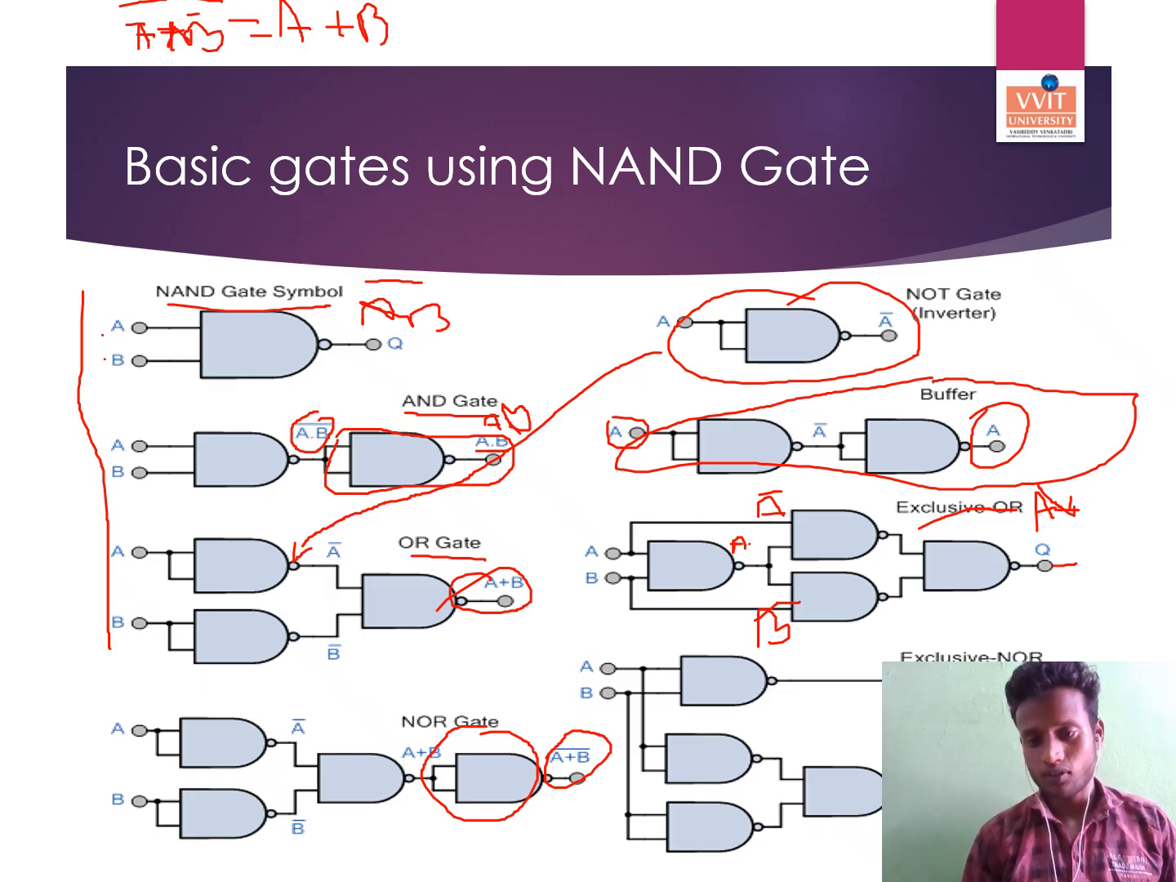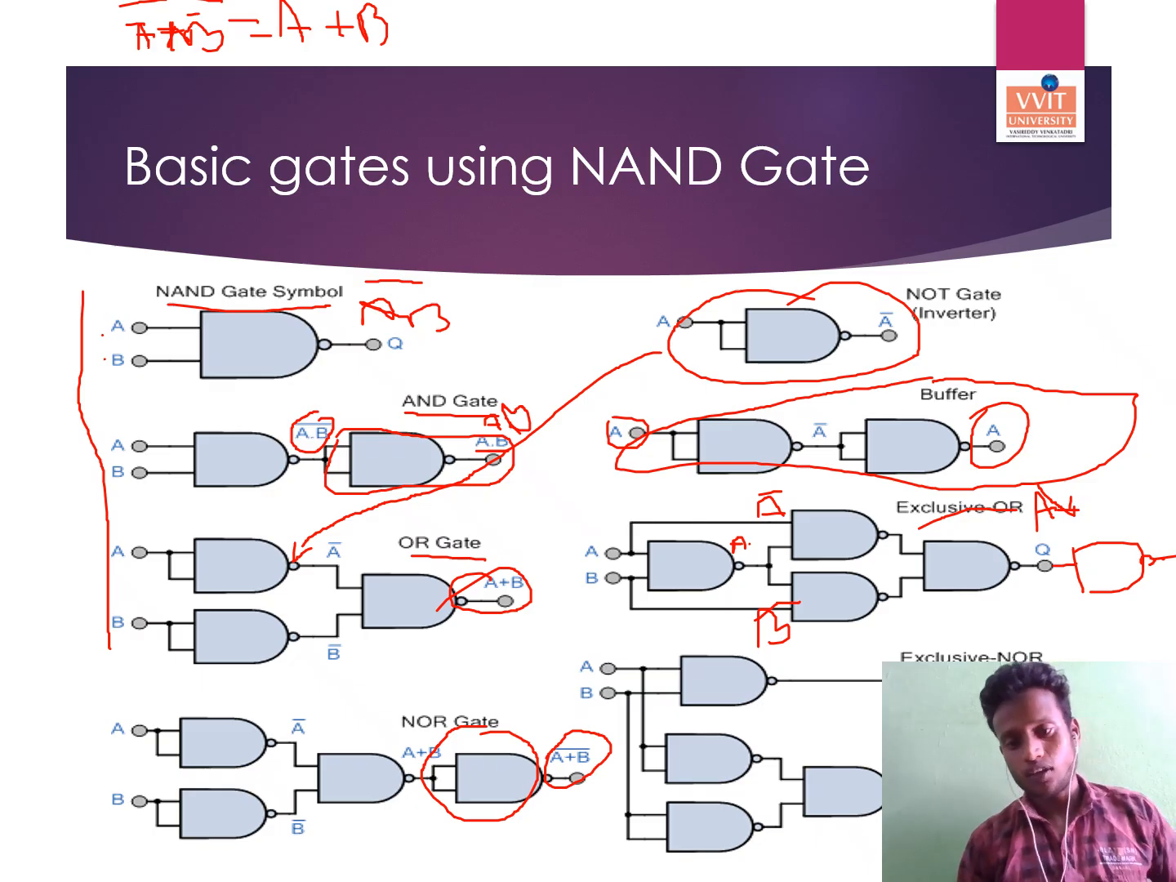We use another NOT gate here, and the output comes as the exclusive NOR gate. This is all about the NAND gate generating all the gates: NAND, NOR, AND, OR, NOT, XOR, XNOR, inverter, etc.